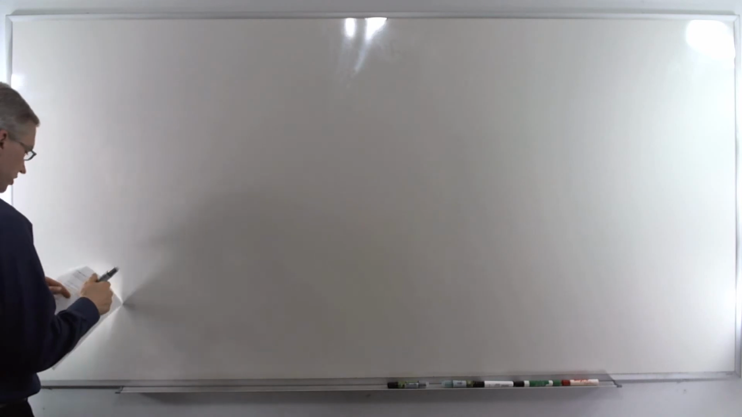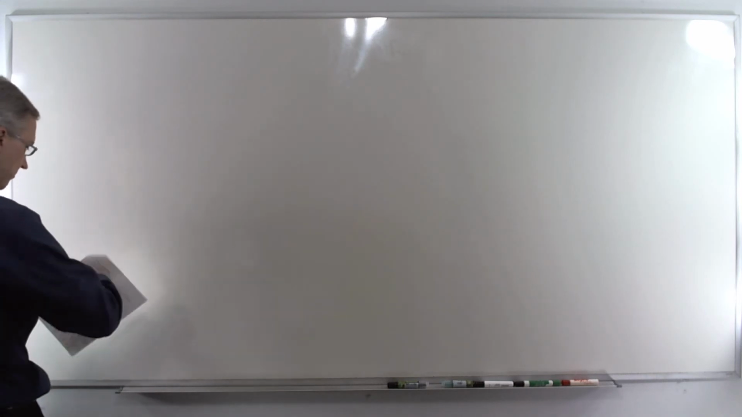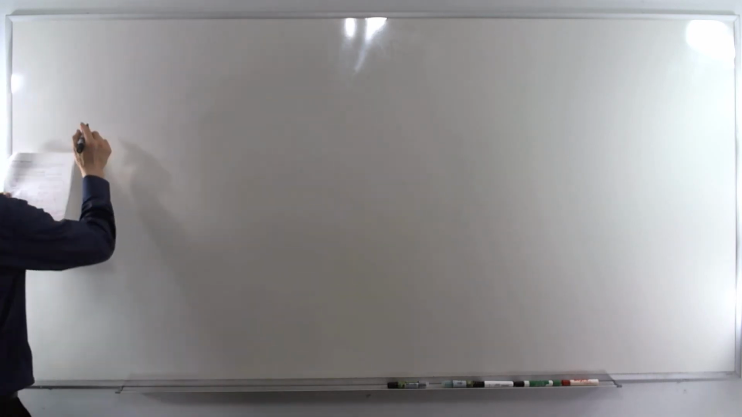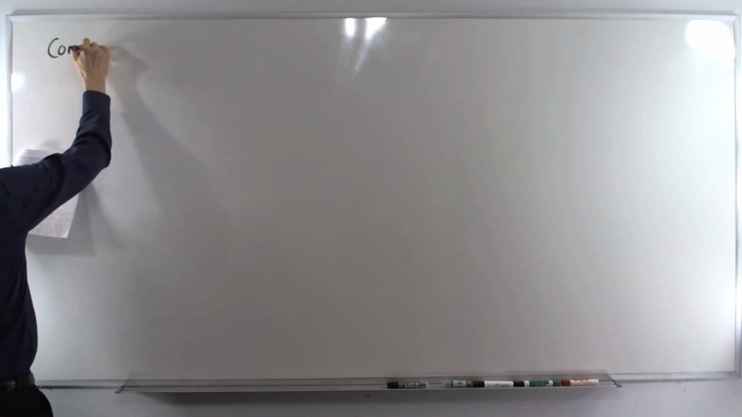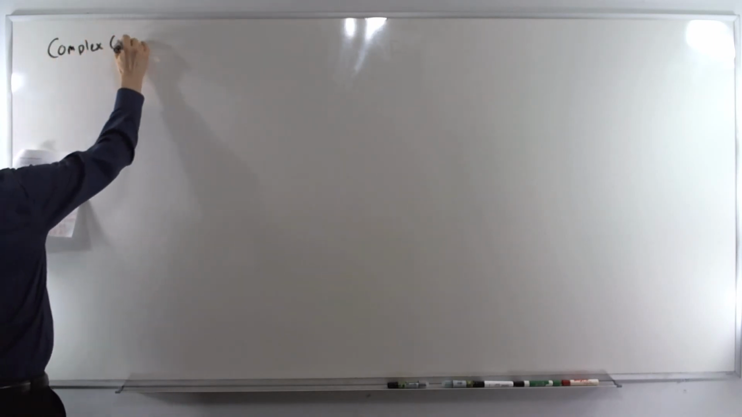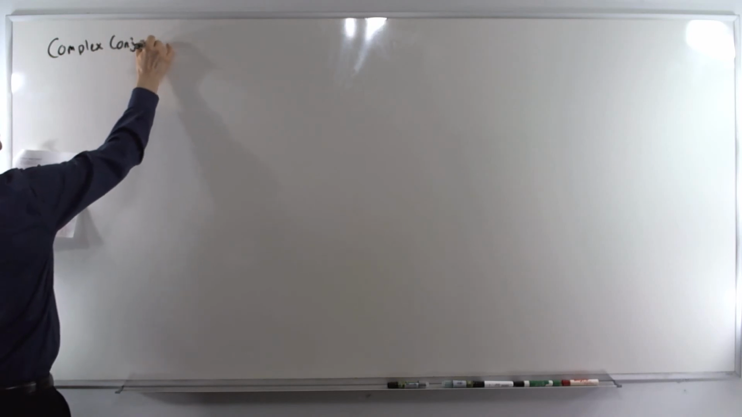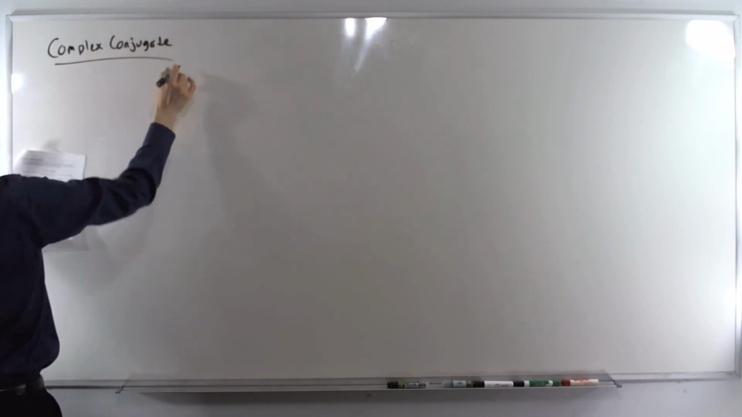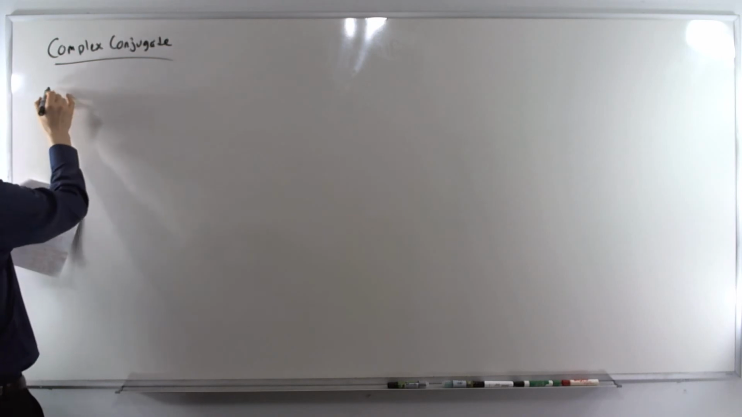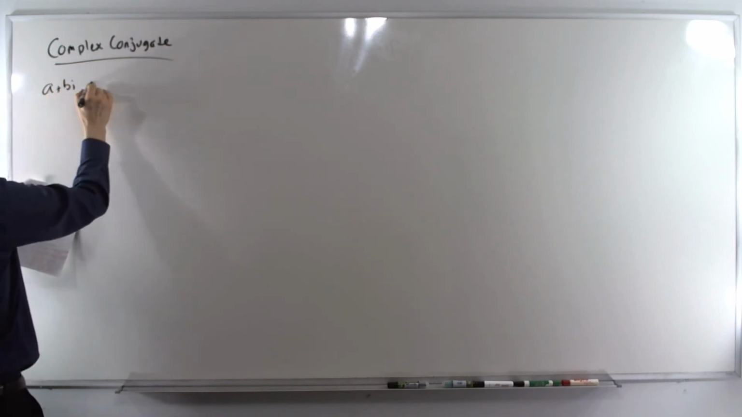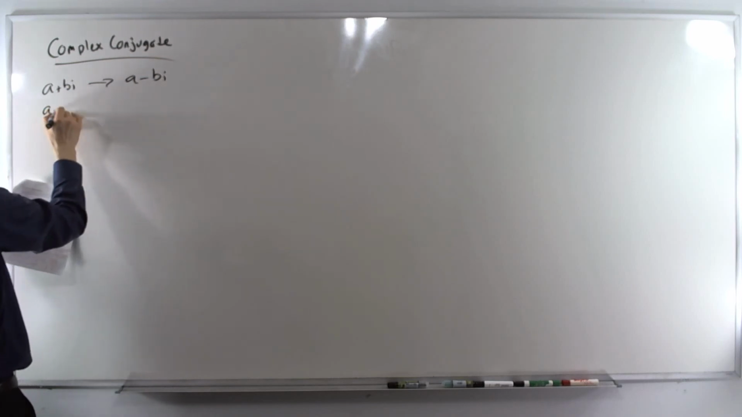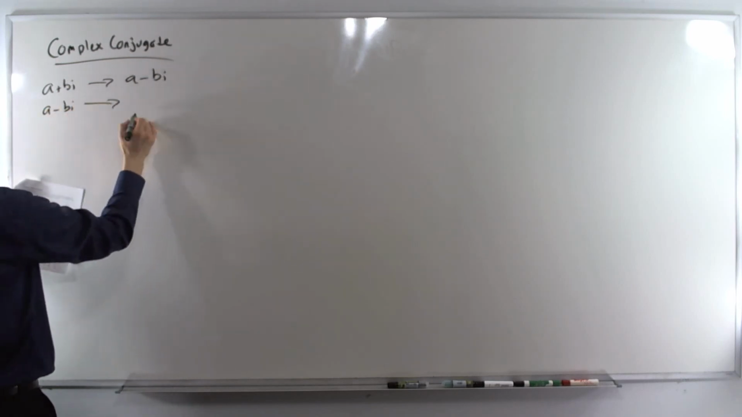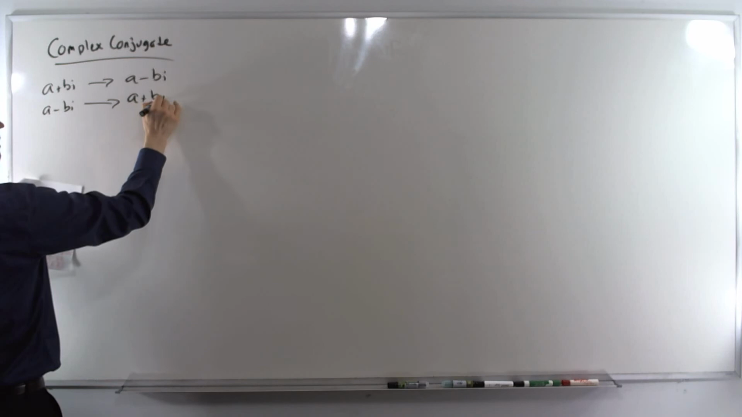So complex conjugate, we got the same terms with the opposite sign. So a complex conjugate of a plus bi is a minus bi. And if we start with a minus bi, the complex conjugate is a plus bi.